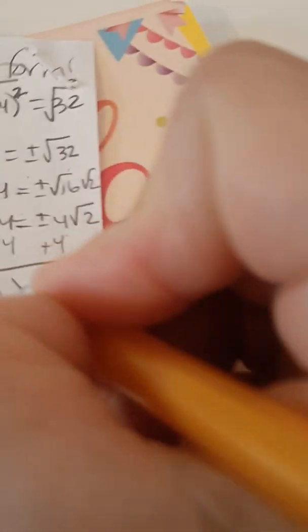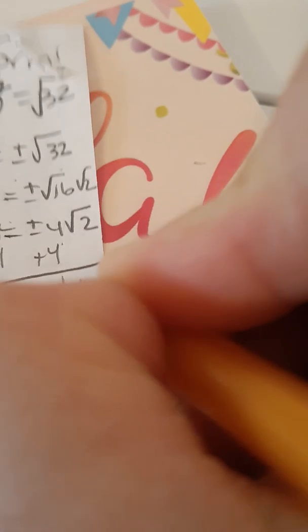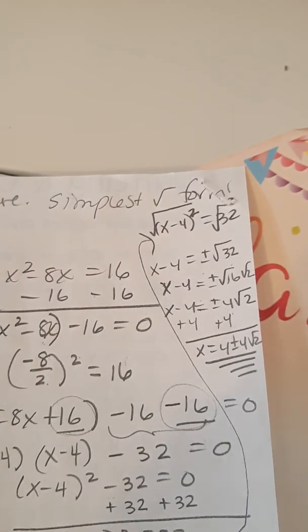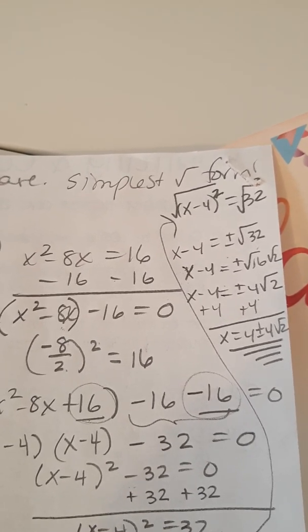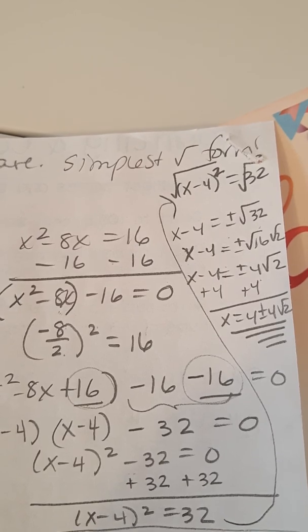So your final answer is 4 plus or minus 4 square root 2. That's it. No simplification, no triangle trick. It's done. All right. Let's try another one here.